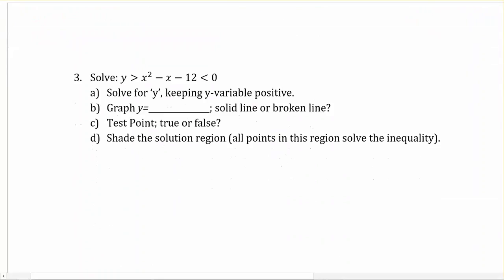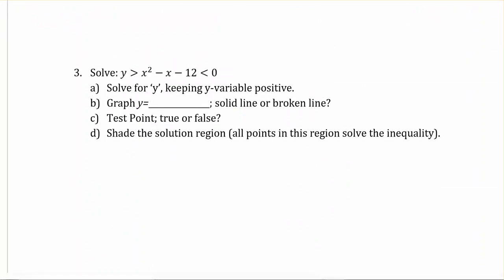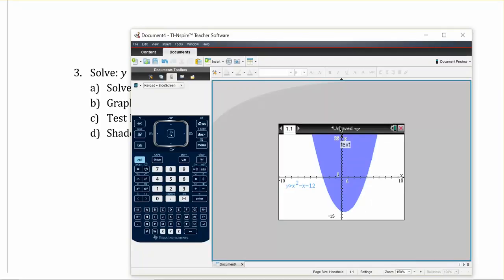One thing I just want to help you with, I'm going to let you guys do this one too, but I just want to show you what's happening. This one says solve y is greater than x squared minus x minus 12, which is less than 0. What does that even mean? Well, if I show you the graph, it might make a bit more sense. So y is greater than this function. You can see since it's just greater than, it's just a dotted line again.